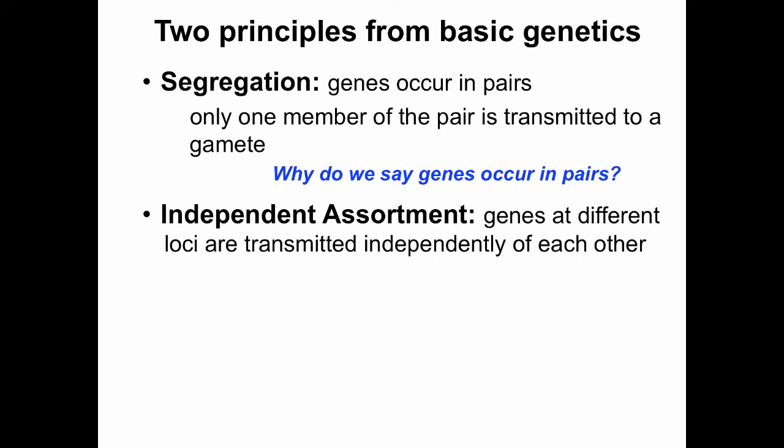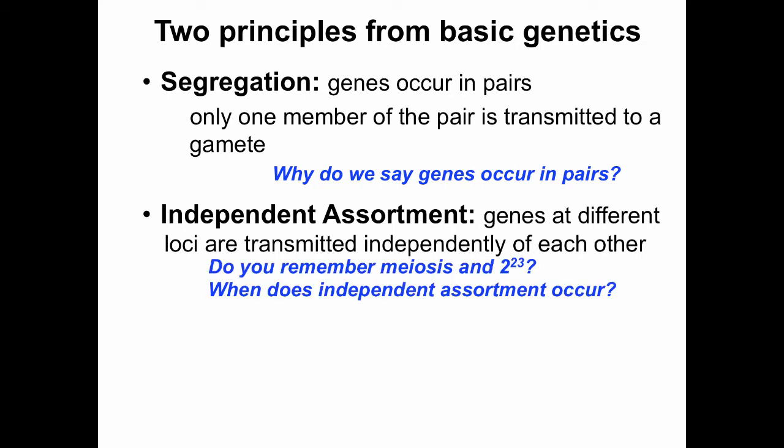We also talk about independent assortment. Genes at different loci are transmitted independently of each other, and if the genes reside on different chromosomes, we know the chromosomes assort independently during meiosis I, and you remember the concept of 2 to the 23rd for the number of possible gametes that can occur as a result of meiosis.